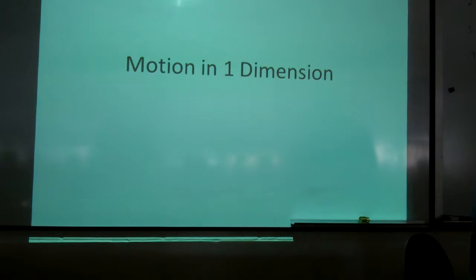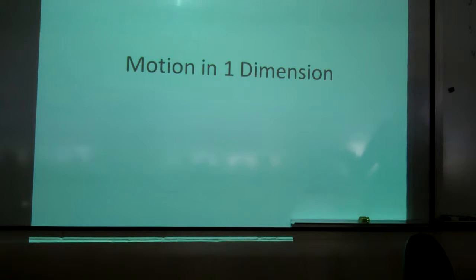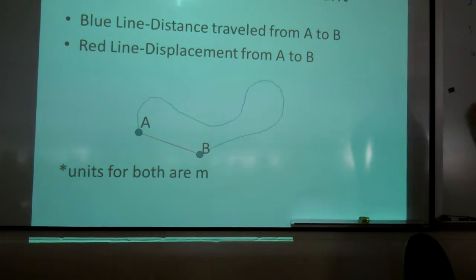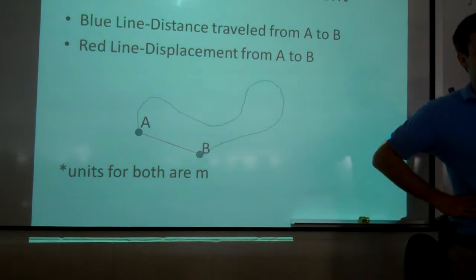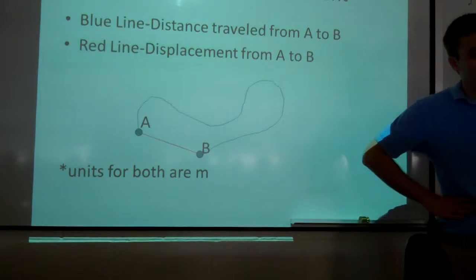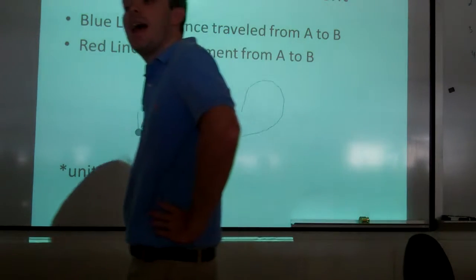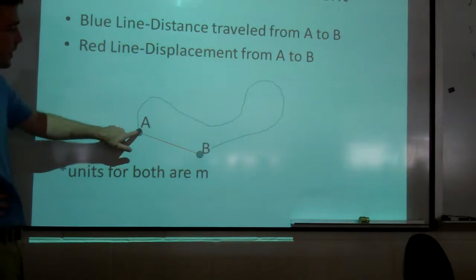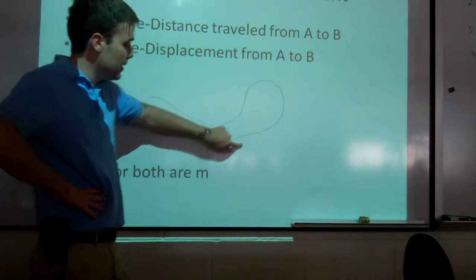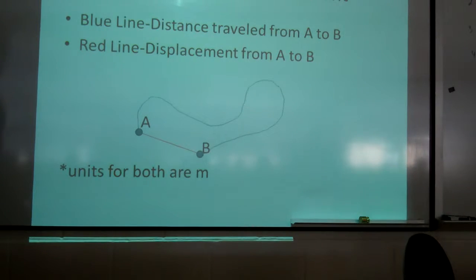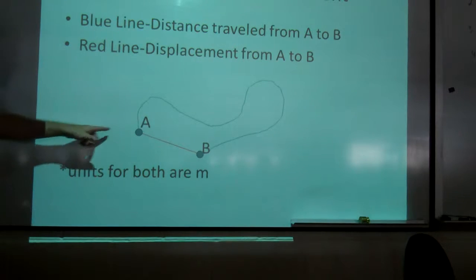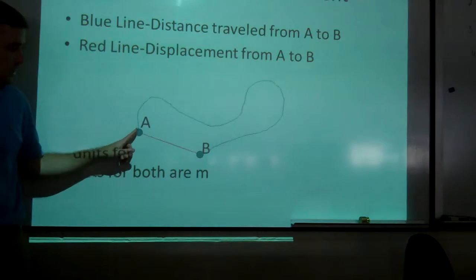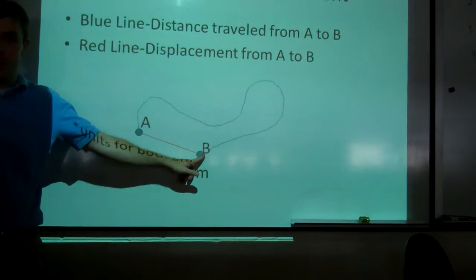Alright, anyway, motion in one dimension. So it's motion back and forth in a straight line. First thing we'll talk about here is distance versus displacement. Distance is how far you actually went. That would be the blue line if you walked from point A to point B and took this path. The blue line would measure the distance you walked. Does that make sense? Displacement is how far you are from where you started. So it's the red line from A to B.